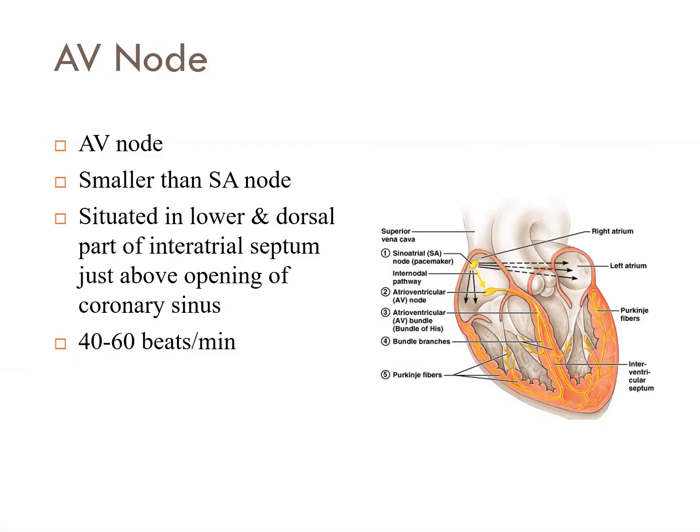AV node. The AV node is smaller than the SA node, situated in the lower and dorsal part of the interatrial septum, just above the opening of the coronary sinus. Its rate is 40 to 60 beats per minute.